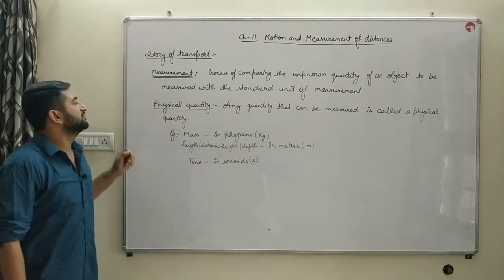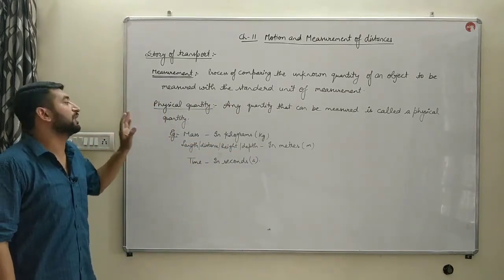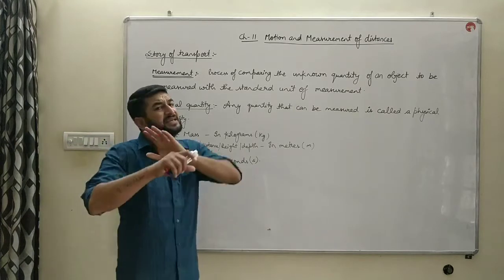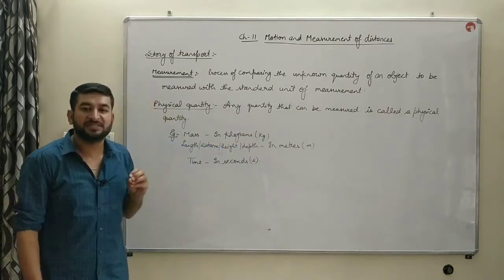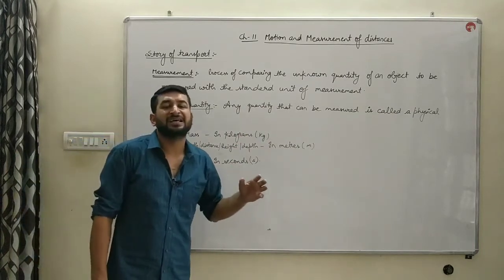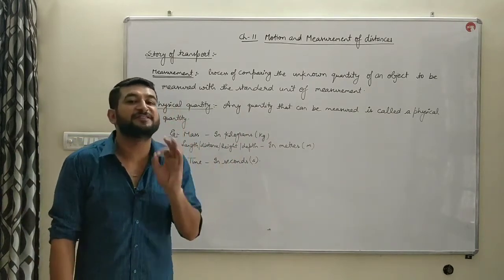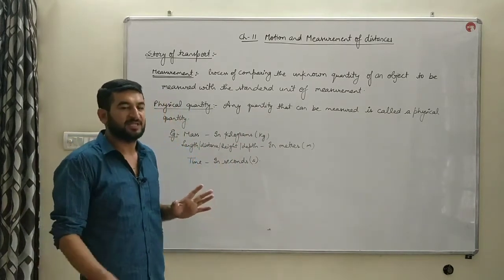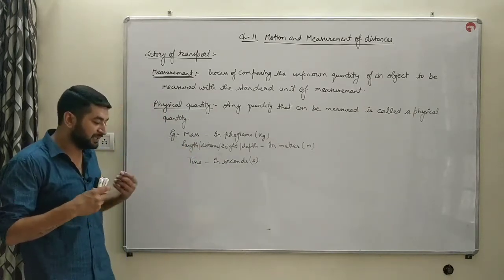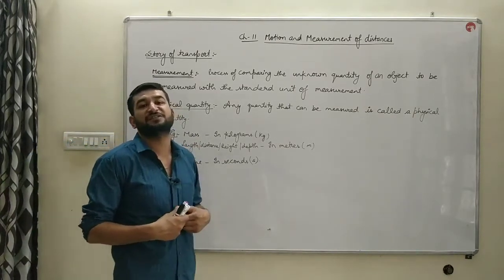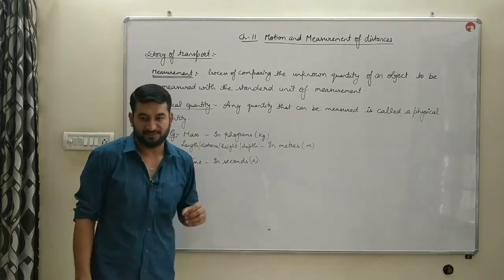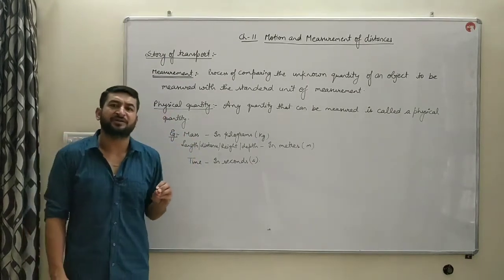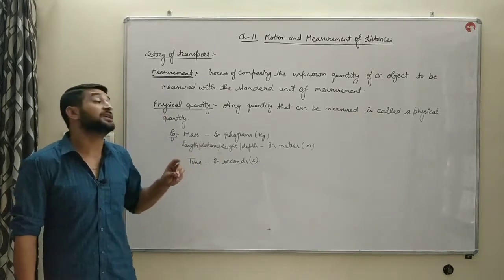So next question is, what is a physical quantity? Any quantity that can be measured by a particular fixed unit, that quantity is known as a physical quantity. Any quantity which we can measure easily is known as a physical quantity. For example, mass. Mass is a physical quantity which we measure in kilograms.